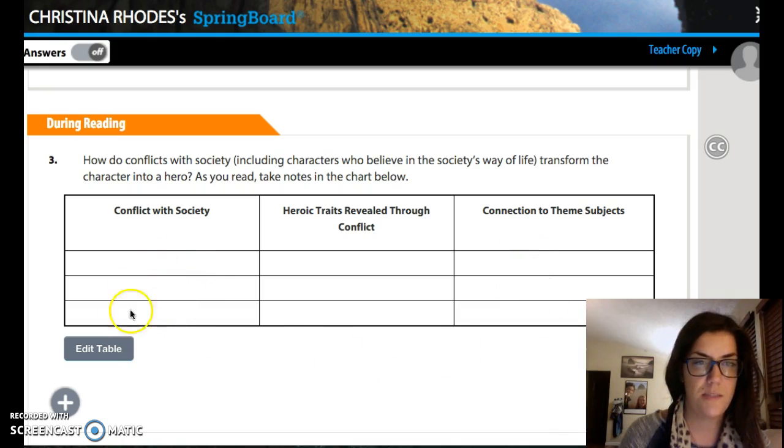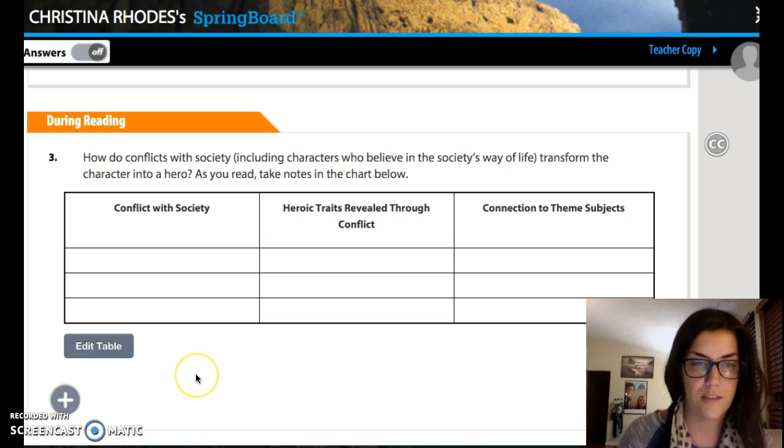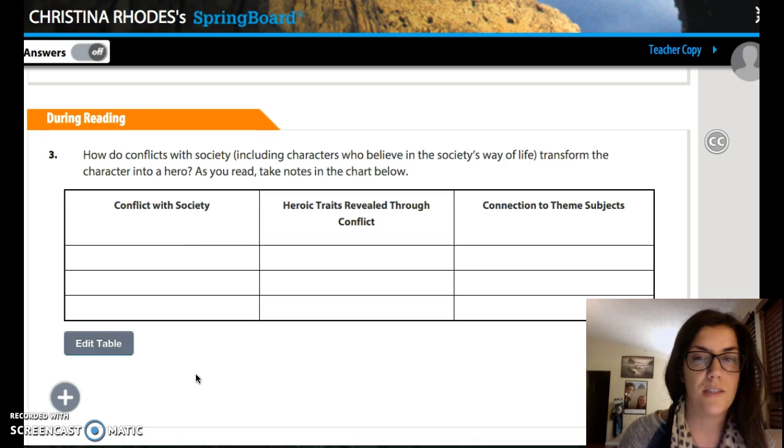So here is basically a quote. So please draw 3 quotes. You need 3 conflicts. Then the heroic trait, and then the theme, a statement that shows the life lesson of the book based off this conflict. So you'll be doing that as you're reading.